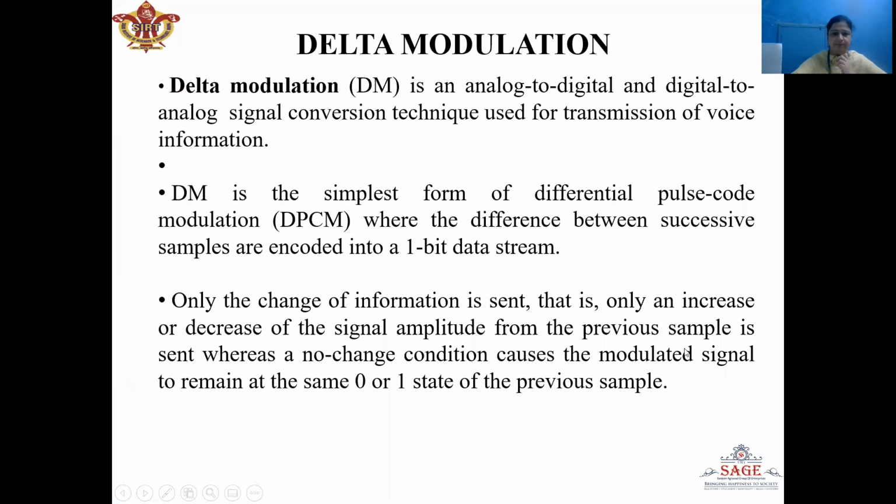Now to start with my lecture, first we will discuss what is data modulation. Data modulation is an analog to digital conversion technique which is used for transmission of voice information. It is the simplest form of differential pulse code modulation where the difference between successive samples is encoded into a one bit data stream. Whereas in DPCM, the difference between successive samples is encoded into an n bit data stream. So here, only the change of information is sent. The present sample value is compared with the previous sample value and the indication whether the amplitude is increased or decreased is sent.